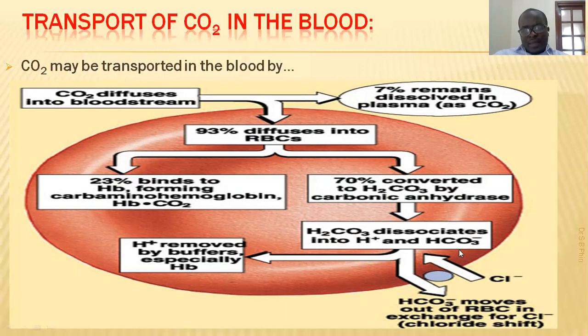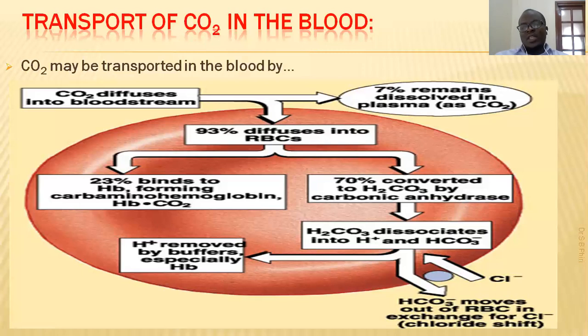Then at the same time, the bicarbonate will be exchanged for chloride. So you have this bicarbonate chloride exchanger, and this process is called chloride shift, whereby the chloride will shift into the cell in exchange for bicarbonates. And this bicarbonate will be dissolved in plasma, then it will be transported by plasma to the lungs for exchange.